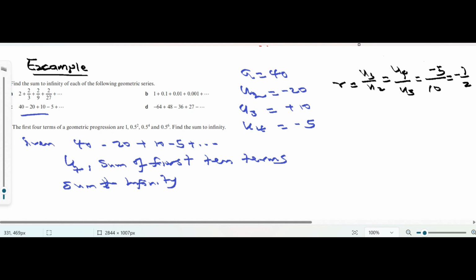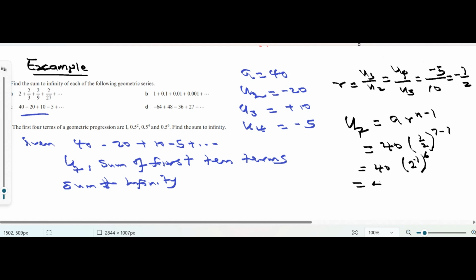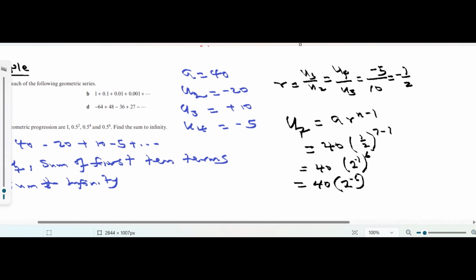So the question asks me, from the one I drafted, to calculate U7. If I want to do U7, the formula for calculating that is A R to the power n minus 1. So my A is 40, times my R, which is half, raised to power 7 minus 1, which will be 40 bracket 2 raised to power minus 1, raised to power 6. Law of indices allows that, and I can have 40 bracket 2 raised to power minus 6. You can use your calculator to simplify that. I'm just trying to apply this.